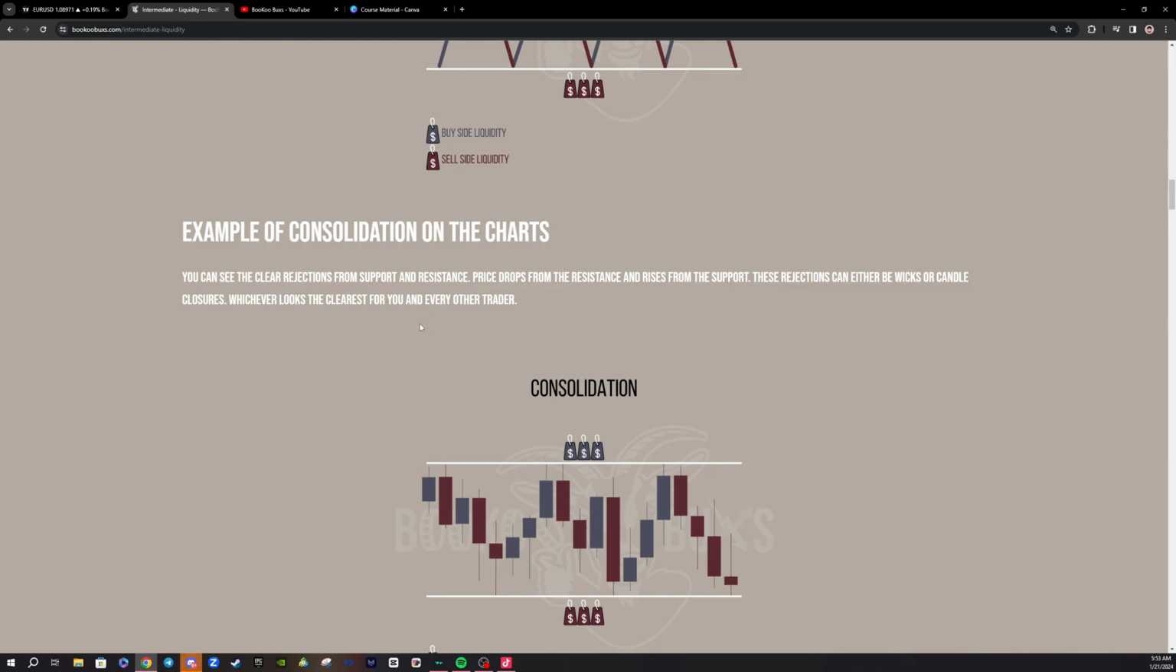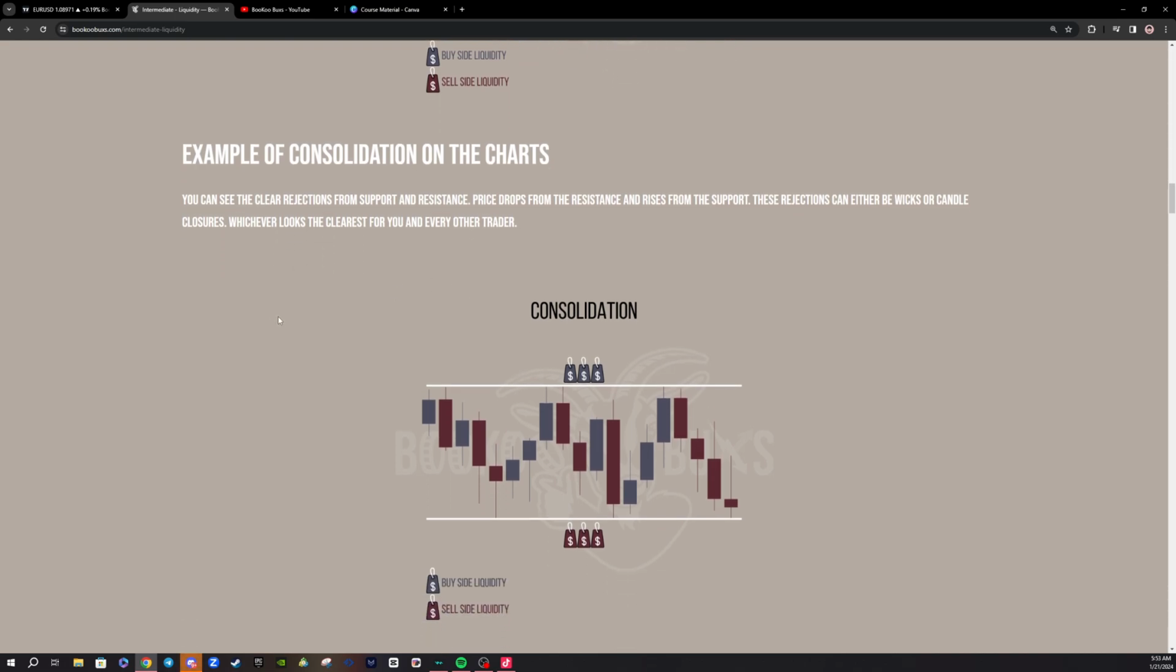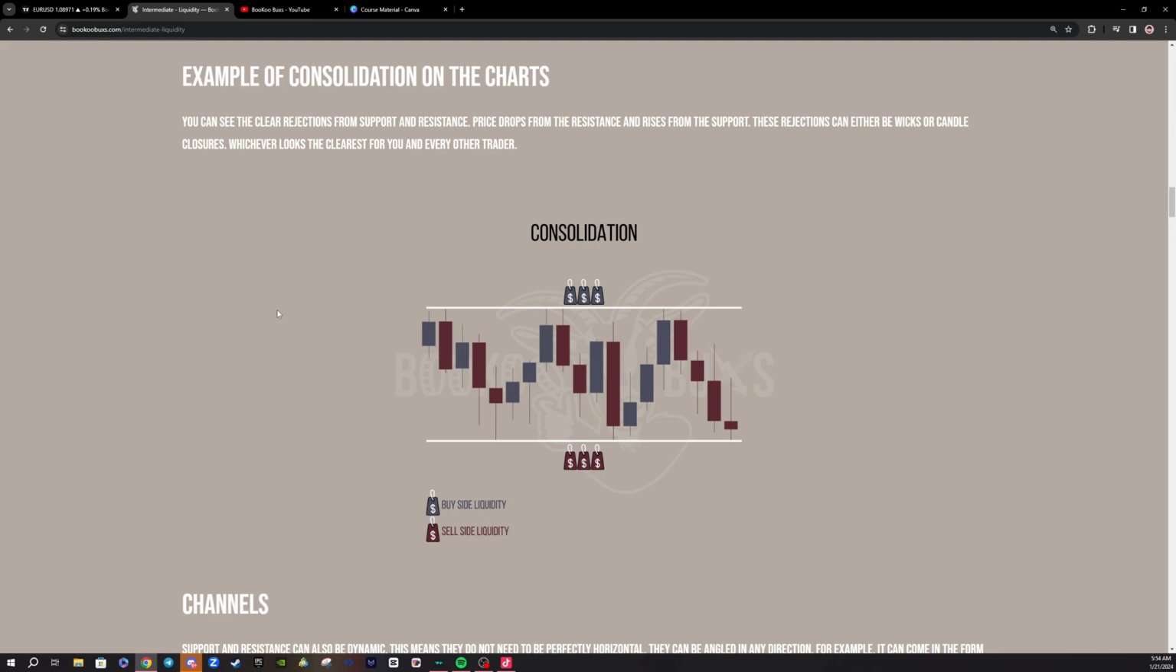Example of consolidation on the charts. You can see the clear rejections from support and resistance, price drops from the resistance, and rises from the support. These rejections can either be wicks or candle closures, whichever looks the clearest for you and every other trader. So in this case, yes, this is a clearer example. You can see the wicks touch perfectly on the top side and the bottom side. As we go over real charts, it won't always be this picture perfect.